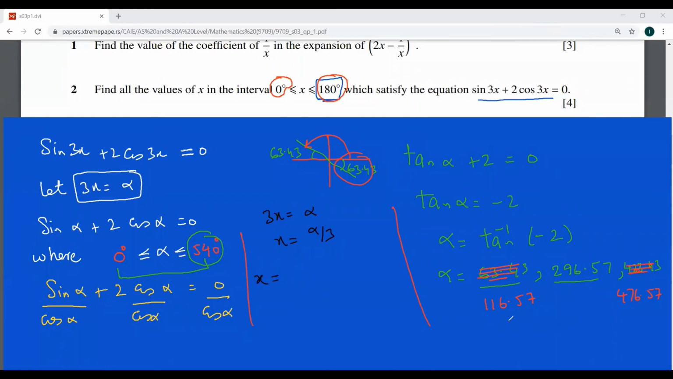Yes, 116.57 divided by 3. What do you get? 38.9. Okay, 38.9. And the next one, 296.57 divided by 3. 98.9. And the last one, 476.57. 158.9. So you see that we have these three values within this limit over here.